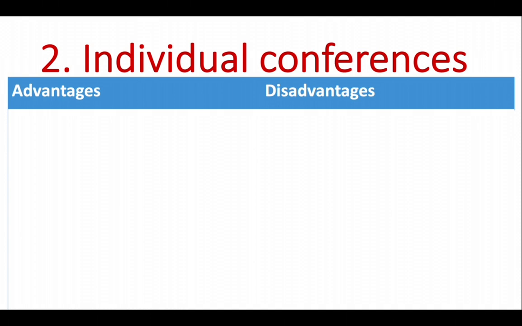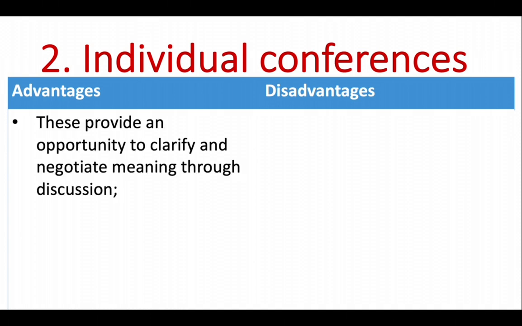The next type of feedback is individual conference. One of the advantages of the individual conference is that it provides opportunity to clarify and negotiate meaning through discussion. So if there's a part that you don't understand about the learner's writing, the learners get a chance to really clarify what they mean. Or if there's a comment that has been given in the written feedback, then the learner has a chance to ask for clarification.